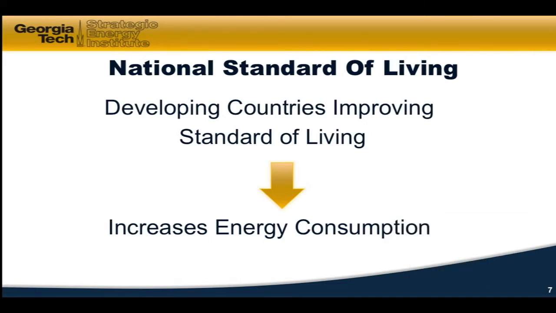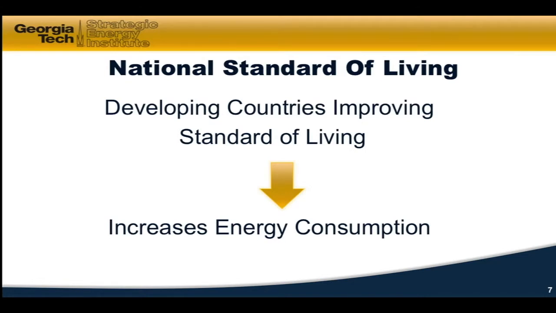If you look at the developing countries, let's look at national standard of living. The standard of living is something that's difficult to get a quantitative measure on, but the pretty universal measure that is used is the gross domestic product that we looked at earlier. And if you improve the gross domestic product, people generally accept that you improve the standard of living because you're producing more goods with the same number of people, and it raises everybody's standard of living on the average. But we'll see that it also increases energy consumption.